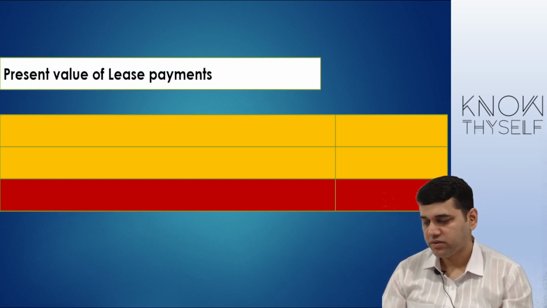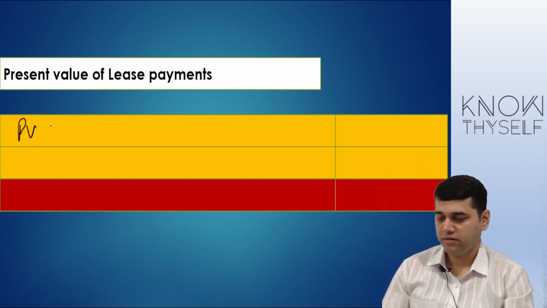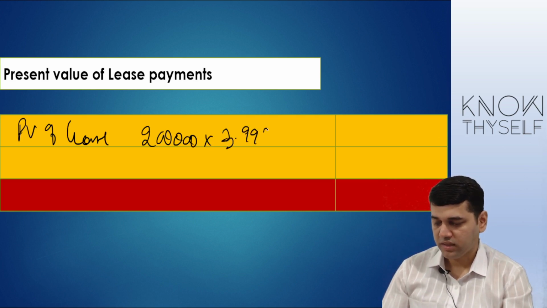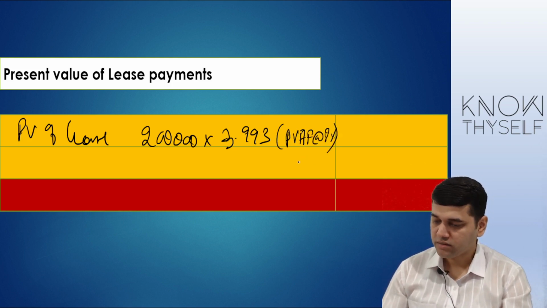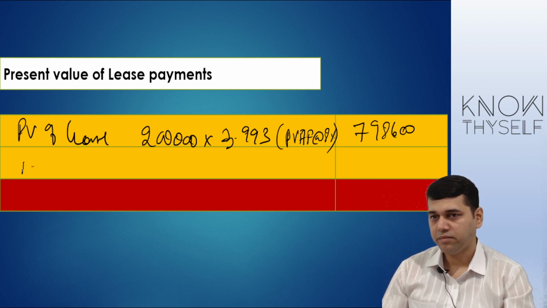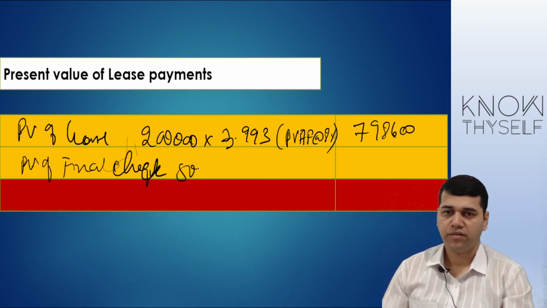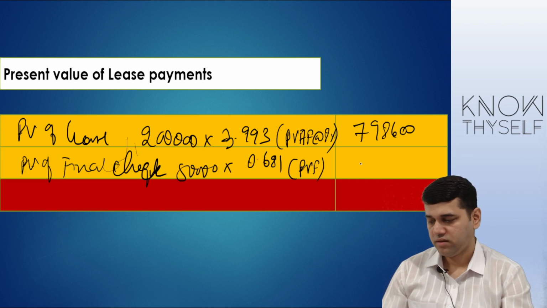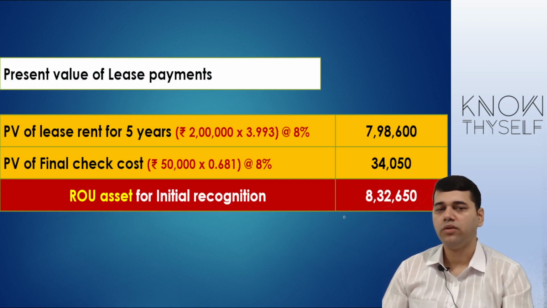What is my present value of the lease payments? How do you calculate? Present value of lease is 2 lakhs into 3.993, which is the present value of annuity factor at 8%. They have given you the rate of interest, right? Yes. Which comes to 7,98,600. And second, present value of final check: ₹50,000 into 0.681 present value factor, 34,050. So finally, your lease liability amount, which is nothing but ROU amount, is 8,32,450.